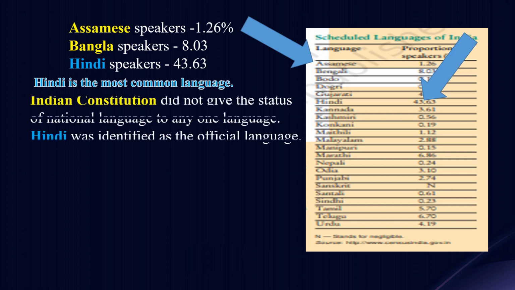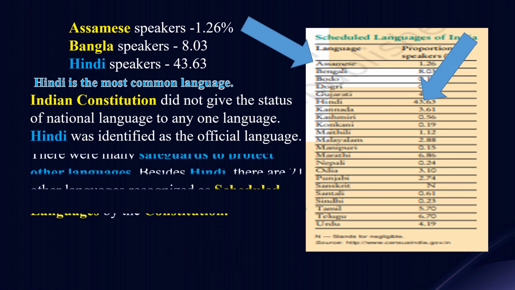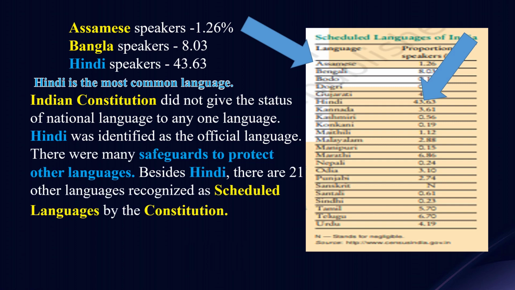And that is the reason the Constitution did not give the status of national language to any one language. Hindi was identified as the official language, not a national language. And as a safeguard to protect all languages, besides Hindi, other 21 languages were recognized as scheduled languages by the Constitution, as we are seeing in this list. According to this policy, a candidate can choose any of these languages to take the examination conducted for the central government position. Means a student can choose any one language out of these.